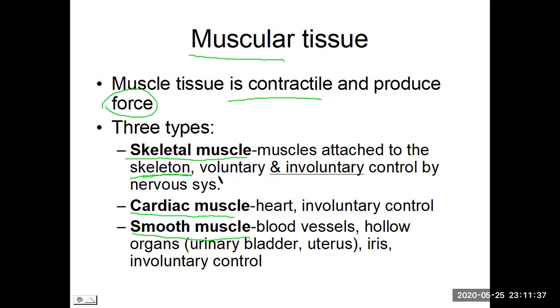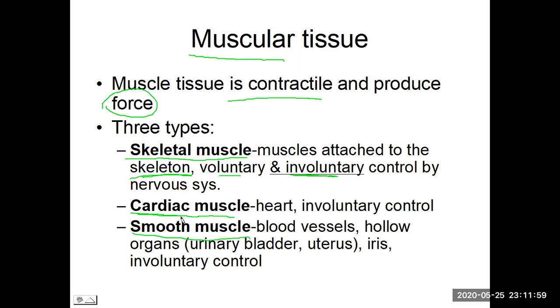If you decide to take a deep breath, you could breathe in, take a deep breath using your diaphragm. But of course, you could be completely unconscious, asleep, and your diaphragm will still contract to keep you breathing as you're in sleep. So that involuntary control. Skeletal muscle has both types.